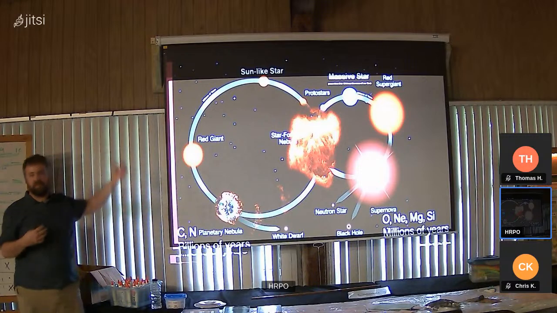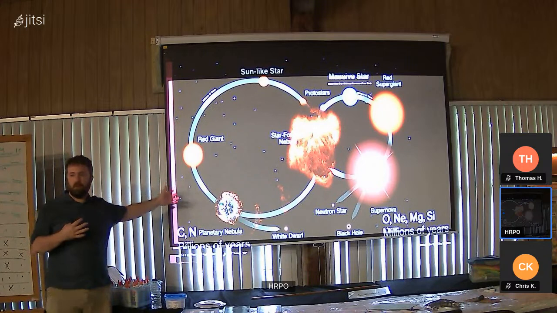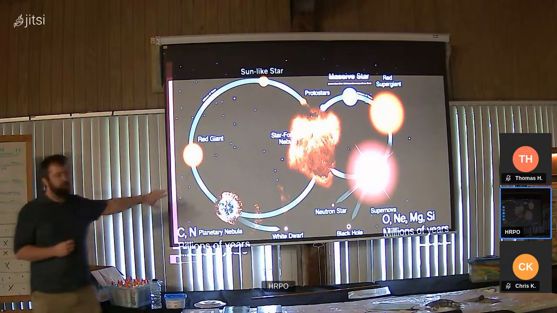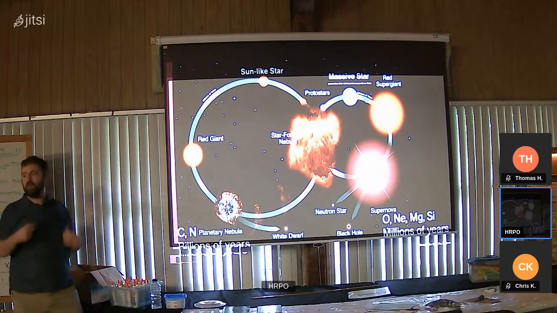Some of them get mixed out of the core through convection, and so carbon and nitrogen gets released in this way. But most of them they will fuse carbon and nitrogen into oxygen, but that oxygen will remain in its core.